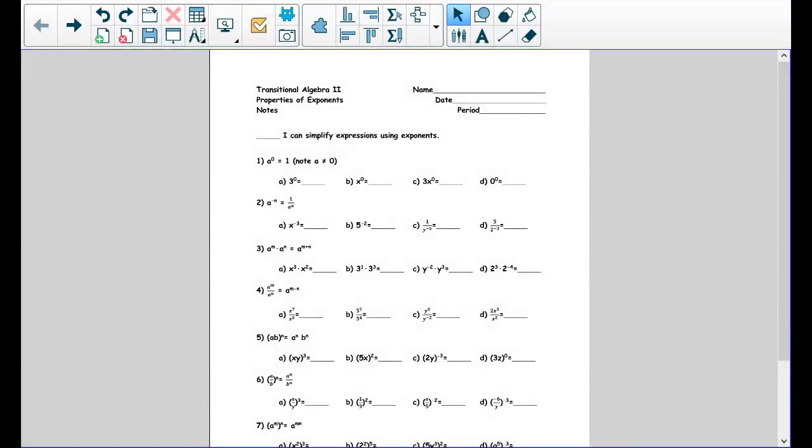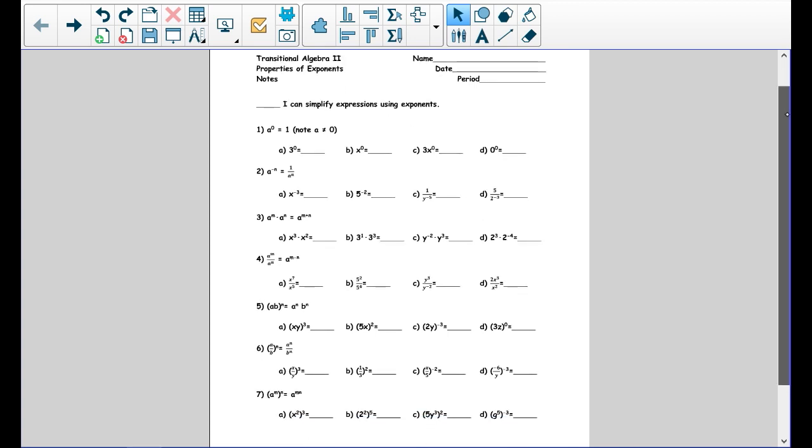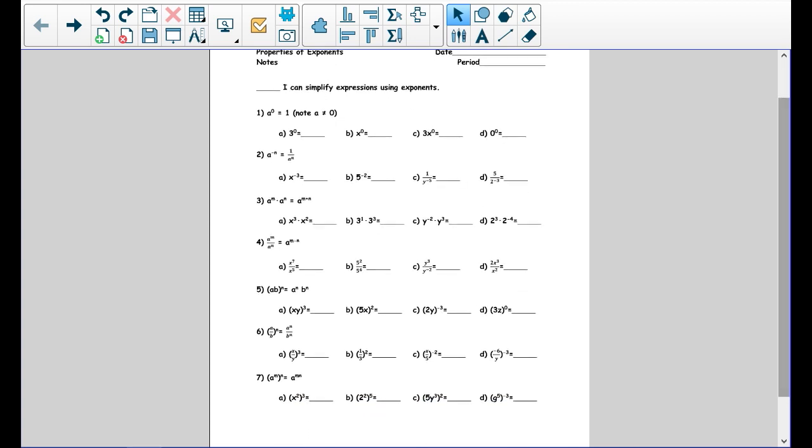Alright, so hopefully this is a review, exponent properties. So we have a couple different rules here, actually quite a few different rules here. Seven to be exact. A couple of these are the same, but first property, first rule, exponent of 0.